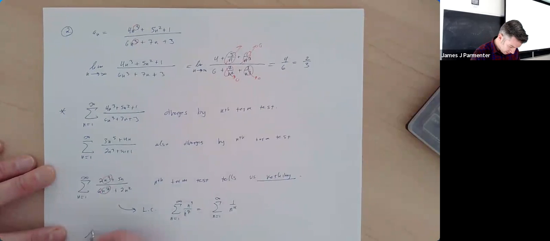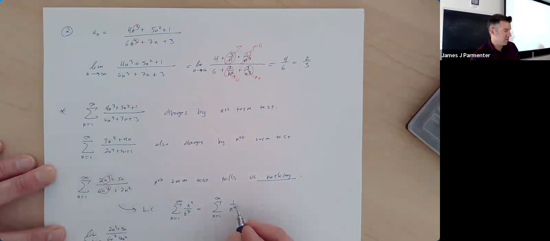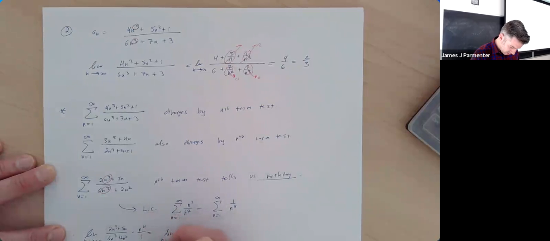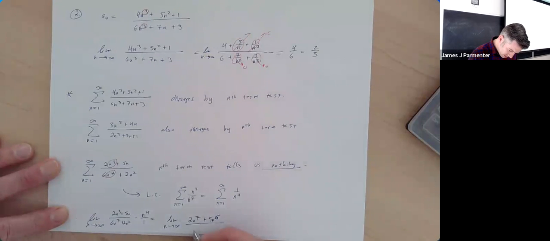If we do this, the limit as n goes to infinity of the unknown, 2n cubed plus 5n over 6n to the 7th plus 2n squared, multiplied by the reciprocal of the known. We're going to be getting the limit as n goes to infinity of 2n to the 7th plus 5n to the 5th over 6n to the 7th plus 2n squared.